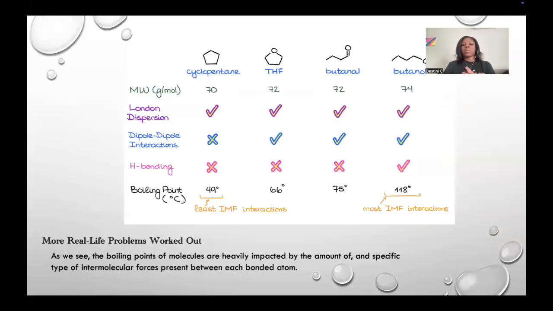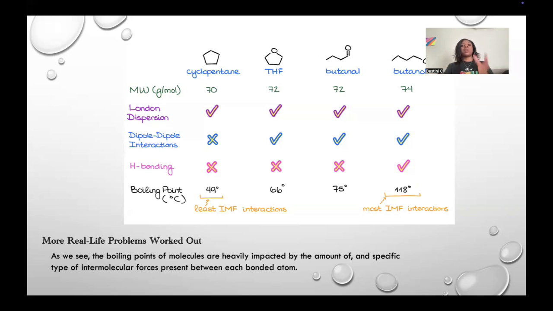So here is another real life problem worked out, because again, this goes back to the strength and how we understand the interaction of boiling point. Boiling points of molecules are heavily impacted by the amount of and specific type of intermolecular forces present between each bonded atom. So the molecular weights for these go up, but are roughly all the same. And when we see that they have London dispersion, we have dipole-dipole, and we have hydrogen bonding. When you see that 3 out of the 4 of these don't have hydrogen bonding, but the one that does has a significantly higher level of intermolecular force interactions and higher boiling point, we can see how each one has a different strength.